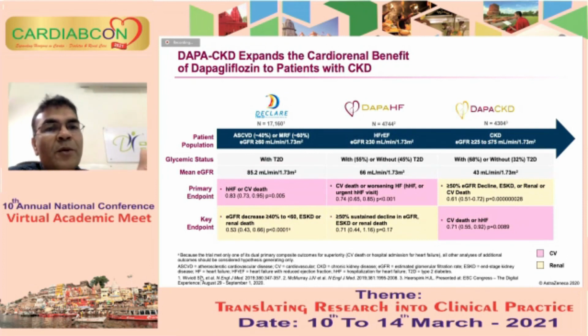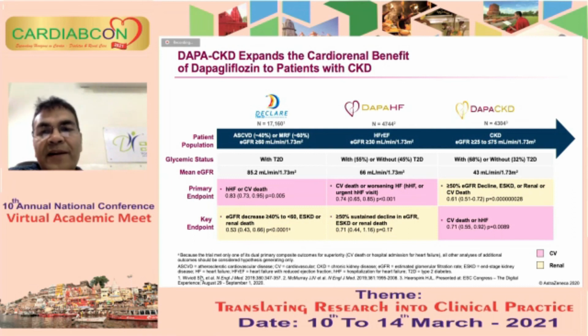The patient population you can see here with multiple risk factors or with established cardiovascular disease in DECLARE. In DAPA heart failure, dedicated patients with an eGFR of more than 30, but they have an ejection fraction of less than 40. DAPA CKD trial where eGFR is primarily more than 25 for the patients. They were with or without diabetes in DAPA heart failure and DAPA CKD. Mean eGFR was lesser in the patients with CKD. In DAPA heart failure also it was less. In DECLARE it was normal.